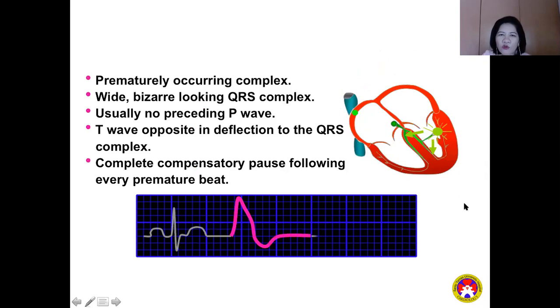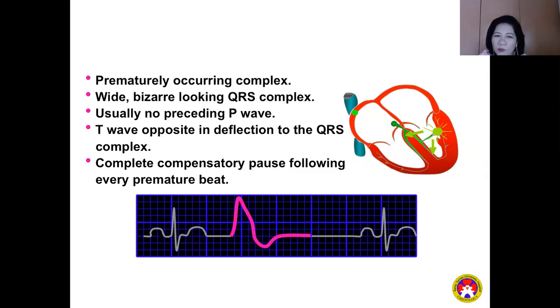So let's go to ventricular arrhythmias. In this tracing, we see a wide, bizarre-looking QRS complex with a T that is opposite in deflection to the main QRS complex. Now, if we look at the QRS, there is no P before the QRS. So we know that this did not come from the SA node.